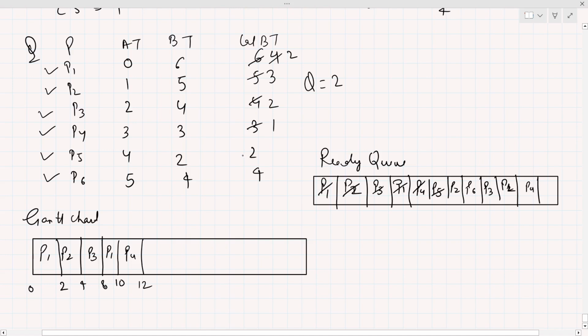P5's burst time is 2, and the time quantum is also 2. So P5 is completely executed. The completion time for P5 is 14.